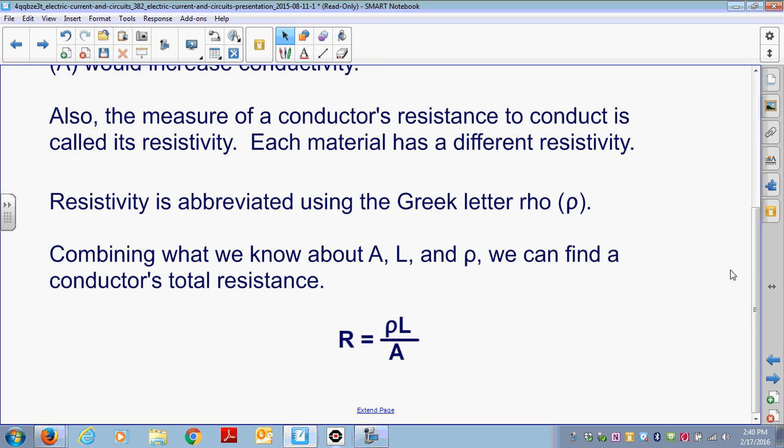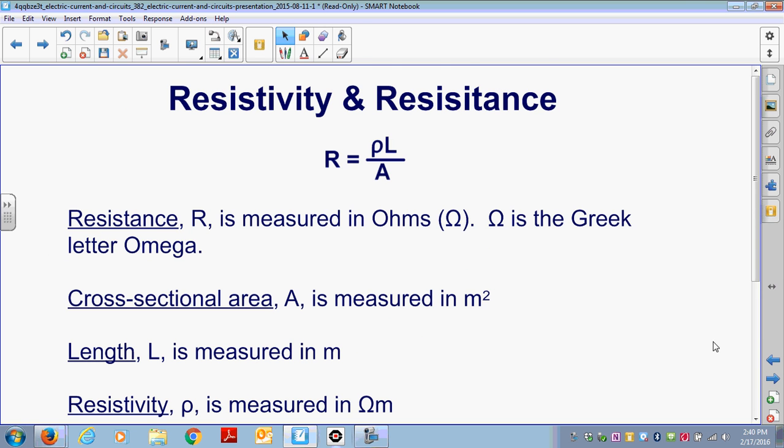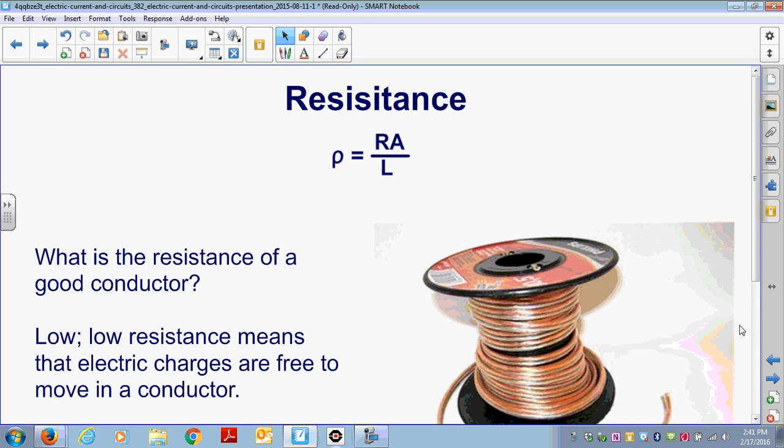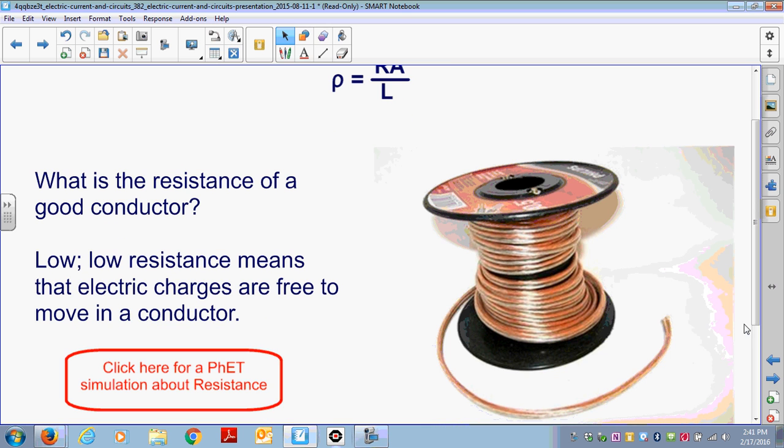So the total resistance is directly proportional to the resistivity and length of the wire and inversely proportional to the cross-sectional area. The resistance R is measured in ohms, cross-section is measured in meters squared, length is measured in meters, the resistivity is measured in ohm meters. What is the resistance of a good conductor? It's actually low. Low resistance means that electric charges are free to move in a conductor.